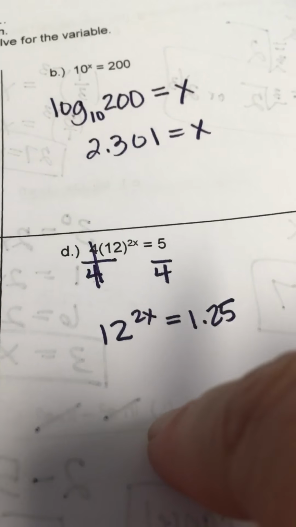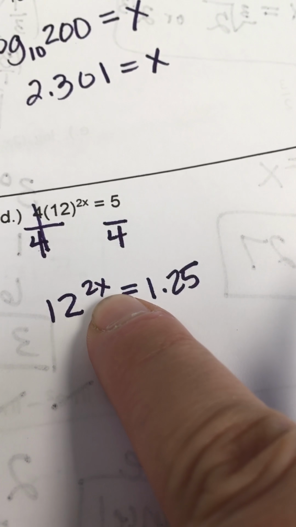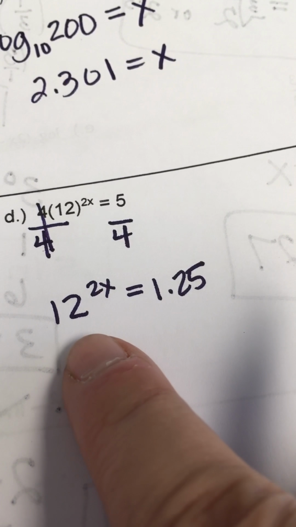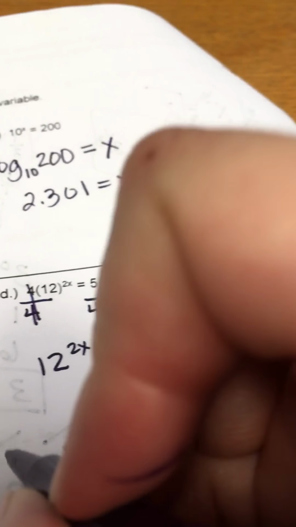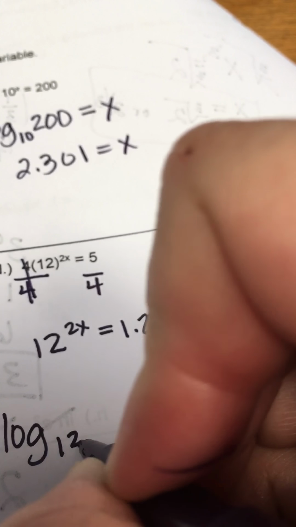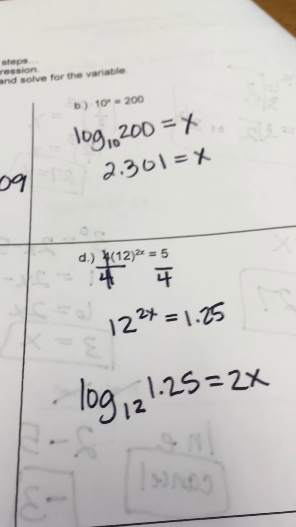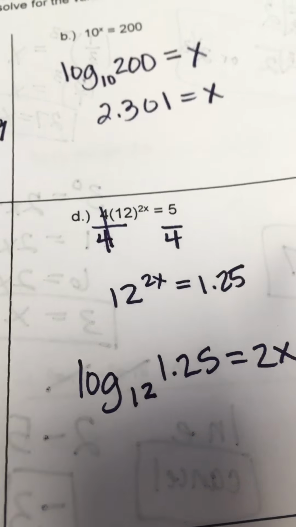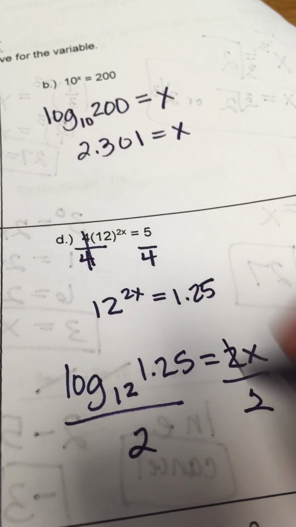Alright, so now this part looks like what I started with here. If I can't do anything with it, I can't square root it, I'm going to change it into a log and see if I can work with it that way. Log base 12 of 1.25 is equal to 2x. And then I can just divide by 2 when I'm done.